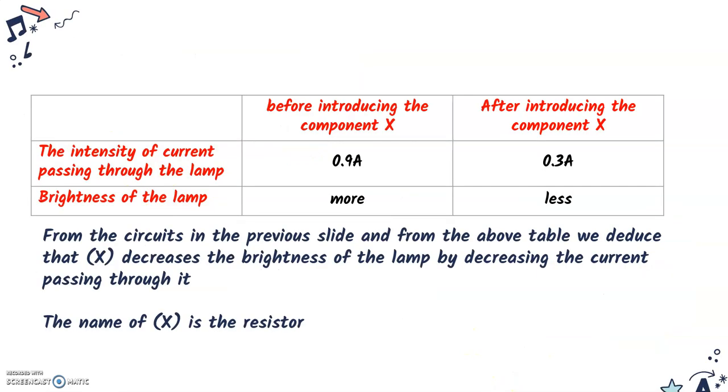I will re-explain what happens in the last slide by this table. This table informs us that before introducing the component X, the current was 0.9 ampere. After introducing X, it becomes 0.3 ampere, and the brightness of the lamp becomes weak. So this component X will decrease the current in the circuit and will decrease also the brightness of the lamp. This component X is called a resistor.